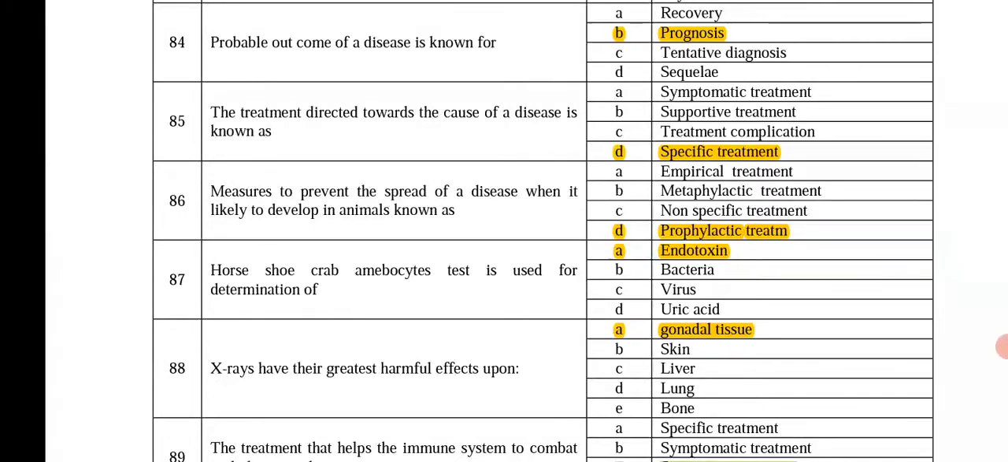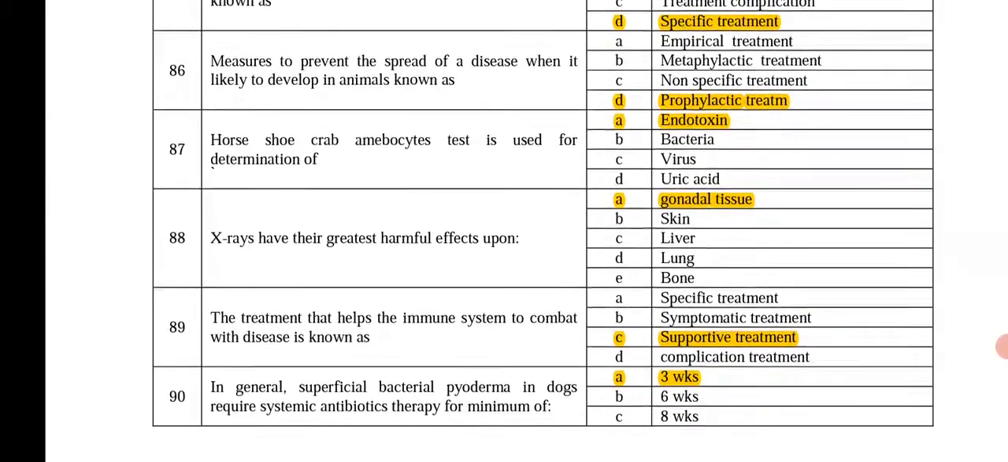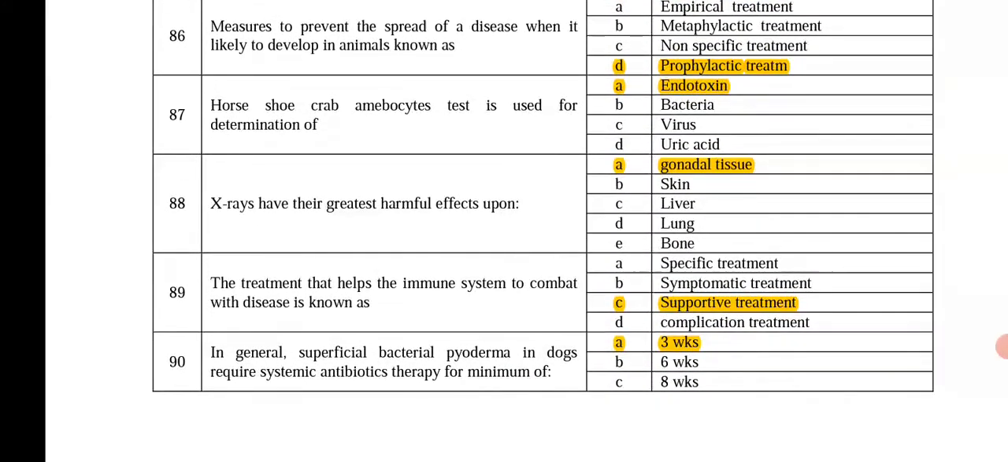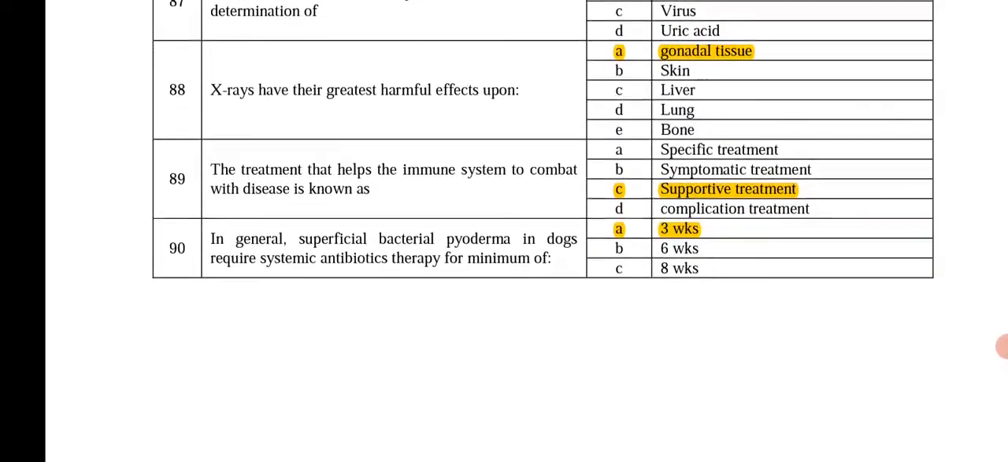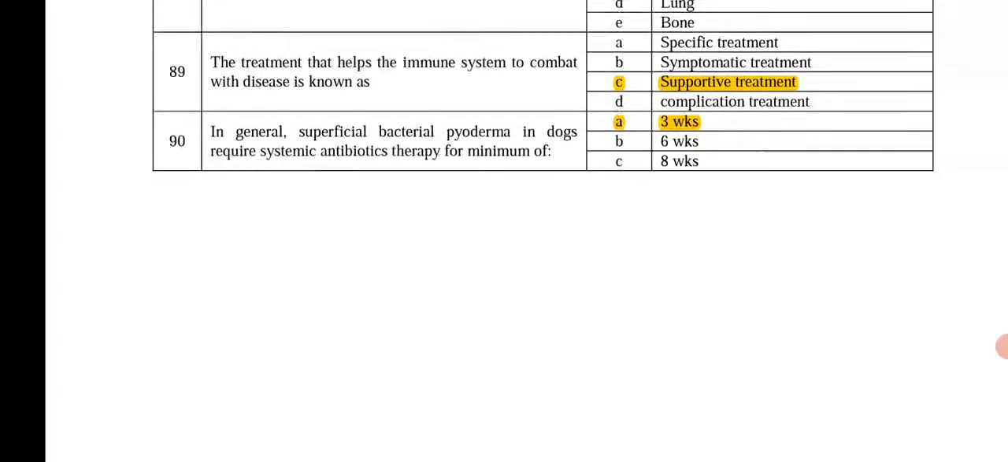Horseshoe crab amoebocytes test. X-rays have their greatest harmful effects upon gonadal tissue. The treatment that helps the immune system to combat with disease is known as supportive treatment. In general, superficial bacterial pyoderma in dogs requires systemic antibiotic therapy for a minimum of 3 weeks.